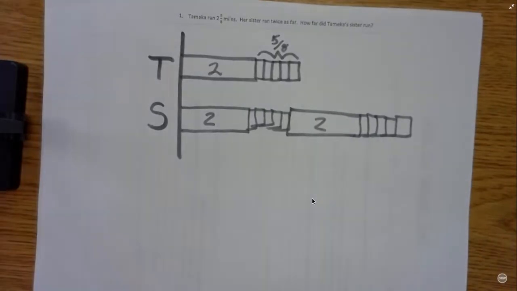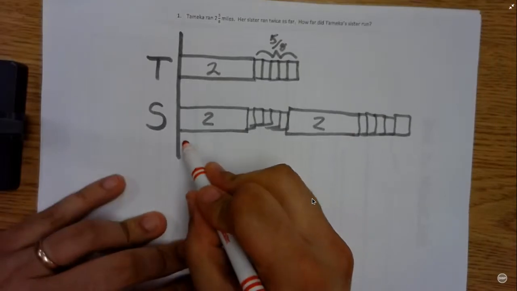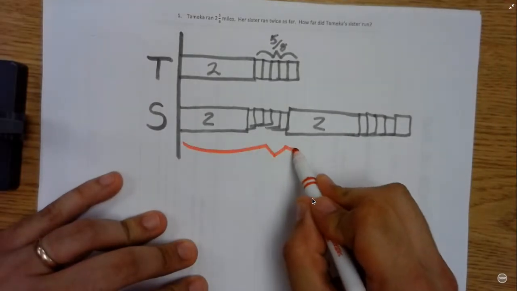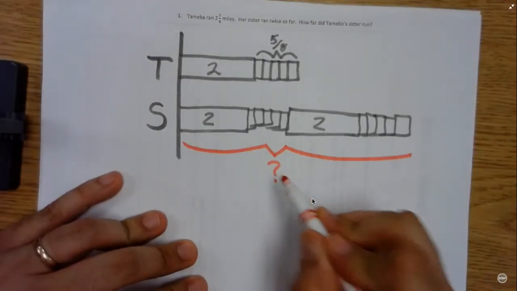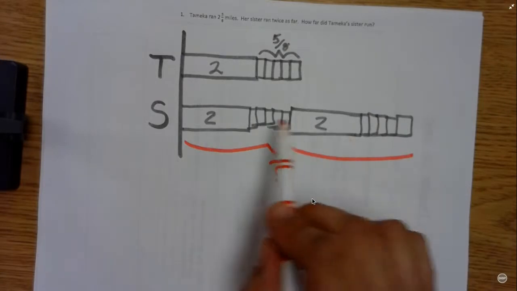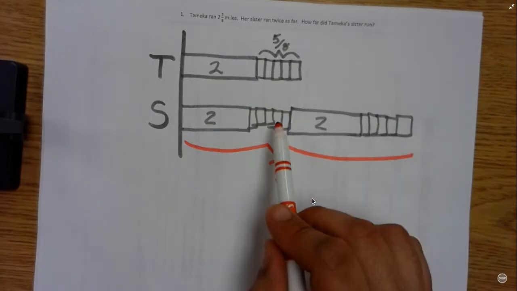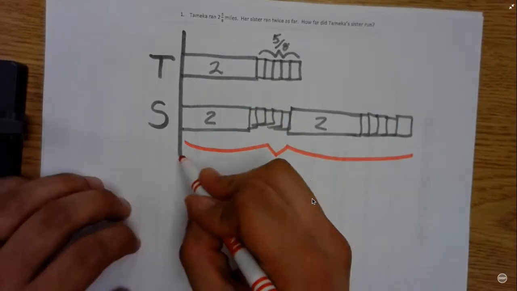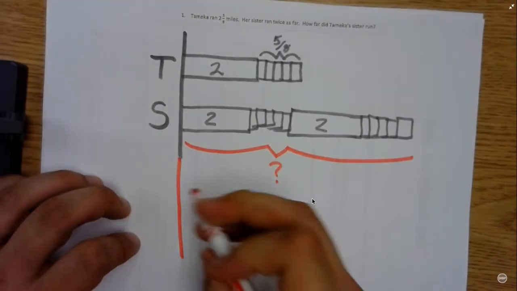Now the question is, how far did Tamika's sister run? So I always like, when I'm drawing a bar model, to find a way to make a note of what I'm trying to figure out. So it's really this section right here, what her sister ran. That's what I'm trying to figure out. How far is that? I could sit here and try and count it up, but we can reorder the parts of this bar diagram to be a little bit more clear for us.